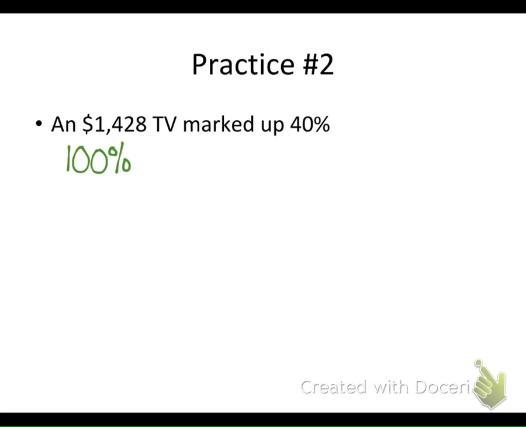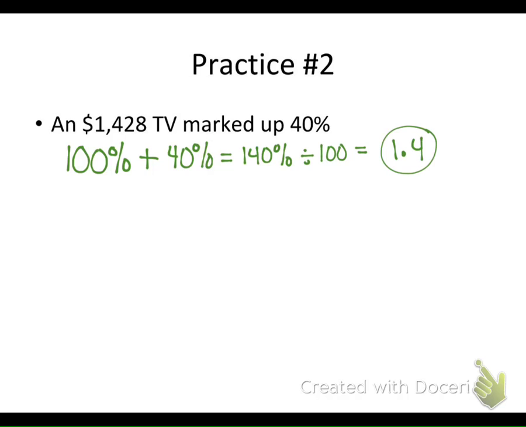Because it's being marked up, is that going to be an increase or a decrease? Increase. An increase. So an increase of 40%, which equals 140%. Okay? Step 1, step 2 complete. Then you divide 140 by 100. So that's going to change it to a decimal, which will give us our multiplier, which is 1.4. There's my multiplier. So now I have steps 1 through 3 completed.